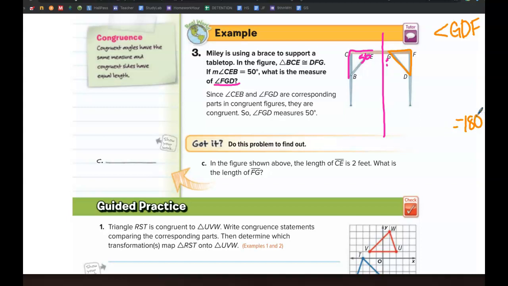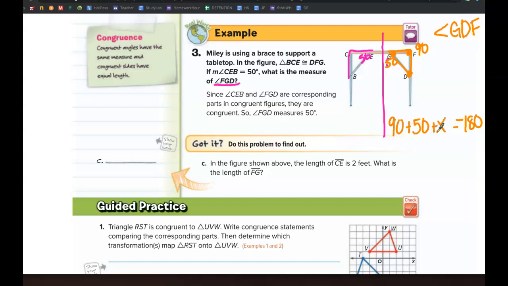Do we know the measure of this angle? It's 50 because it's corresponding, right? What's the measure of this angle? 90 degrees. What's the measure of this angle? 40 degrees. How'd you get 40? Because you have to add 50 plus 90, that would equal 140. So you just do 180 minus 140.